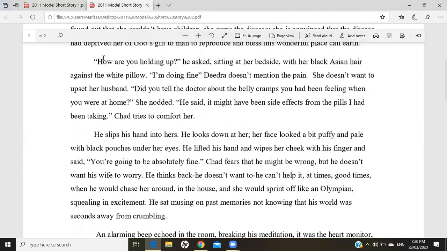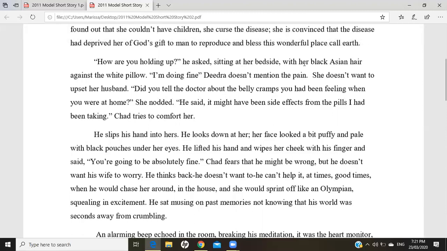Then we get the dialogue. "How are you holding up?" he asked, sitting at her bedside. It's supposed to be a space. With her black Asian hair against the white pillow. So we get some description as to how she looks. "I'm doing fine." Deidre doesn't mention the pain. She doesn't want to upset her husband. "Did you tell the doctor about the belly cramps you had been feeling when you were at home?" She nodded.